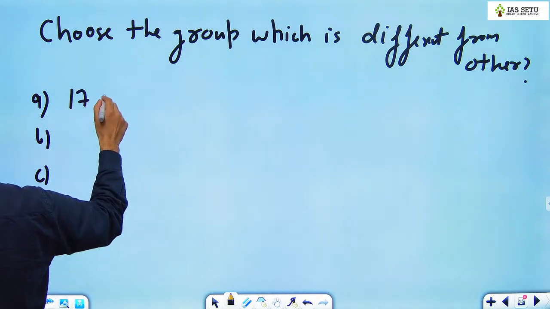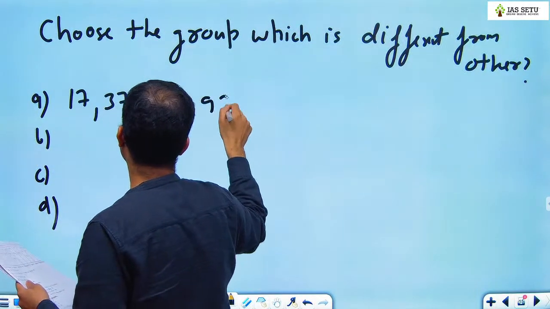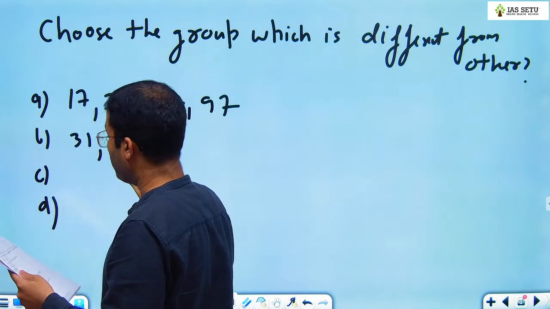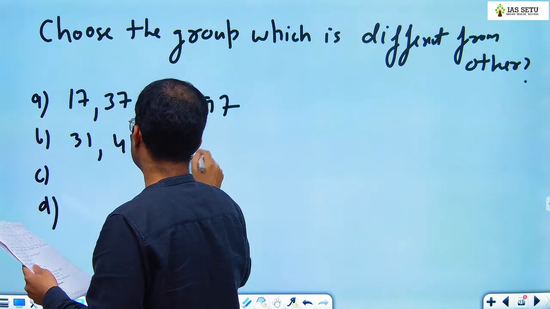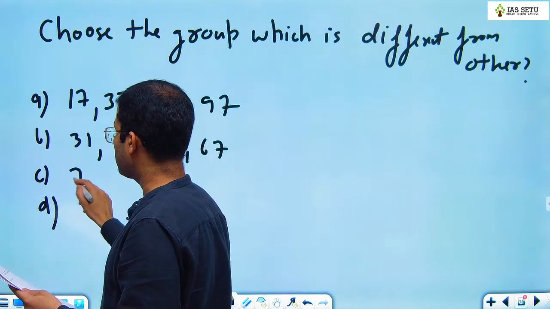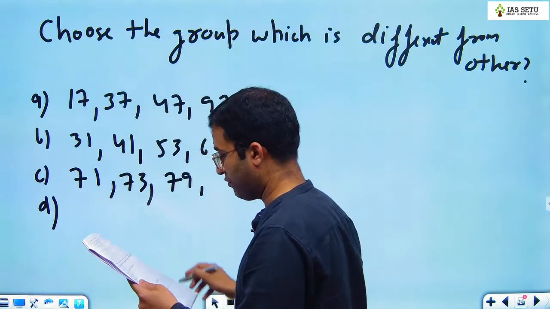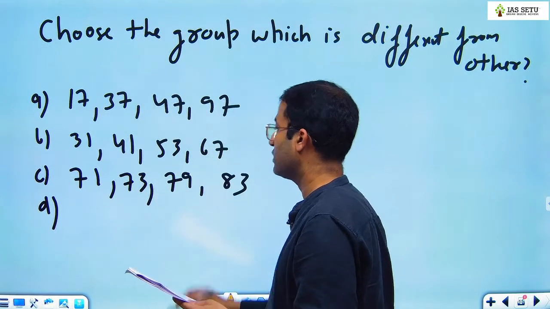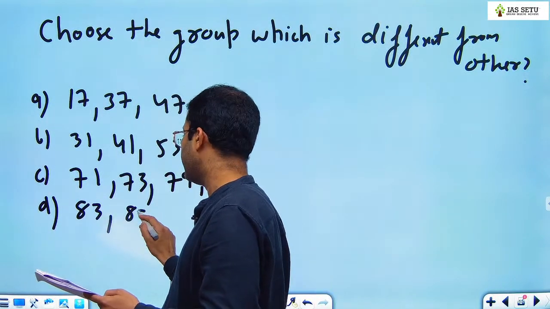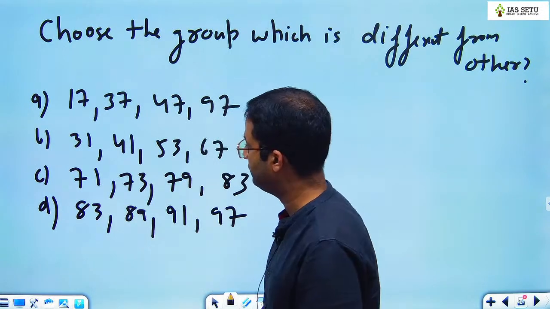In A they use 17, 37, 47, 97. In B they use 31, 41, 53, 67. In answer option C, 71, 73, 79, 83. Answer option D they have used 83, 89, 91, 97.